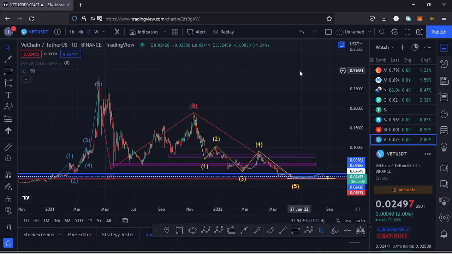I'll be giving you a price prediction update on Vechain, whose current price stands at the $0.02497 mark, and here on TradingView the market is up by 1.96%.